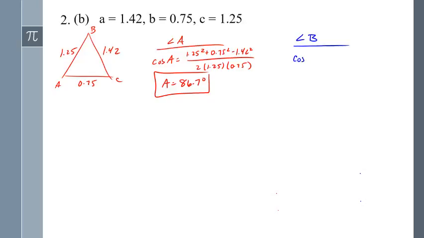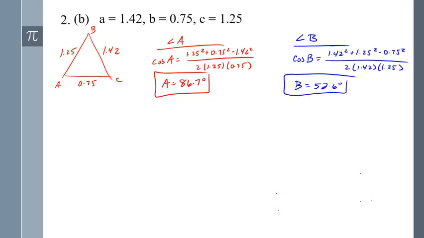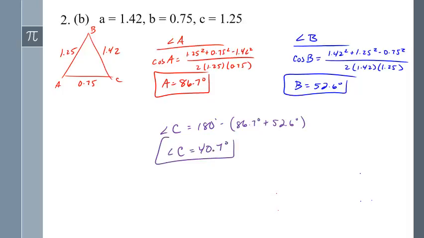Angle B, cosine of B is equal to 1.42 squared plus 1.25 squared minus 0.75 squared all over 2 times 1.42 times 1.25. Inverse cosine of all that leaves me with 52.6 degrees. And finally, angle C is 180 minus the sum of angle A plus angle B. So angle C is going to give us 40.7 degrees.